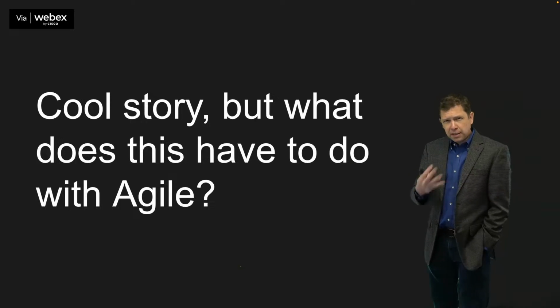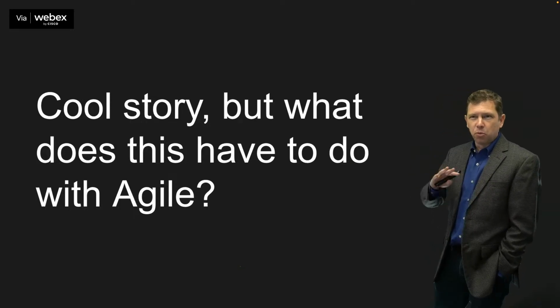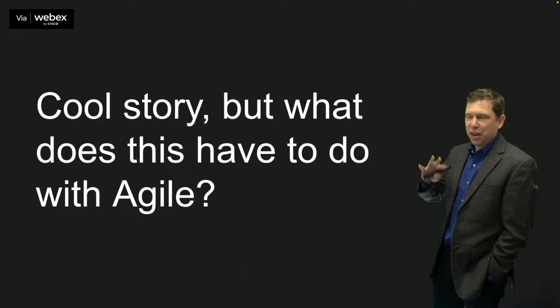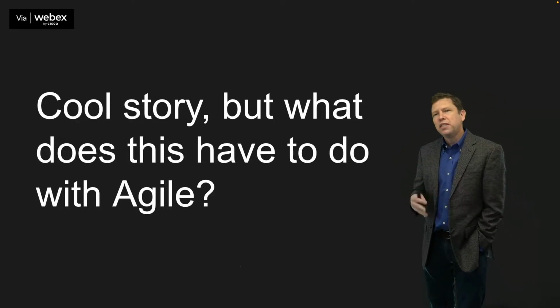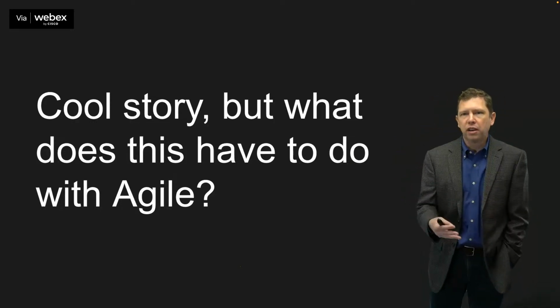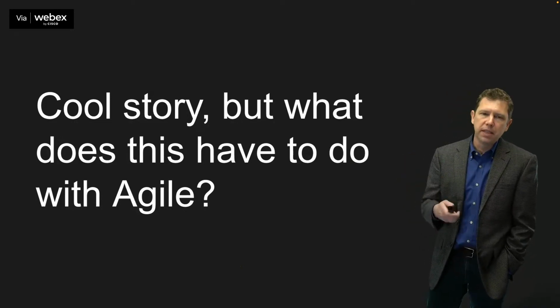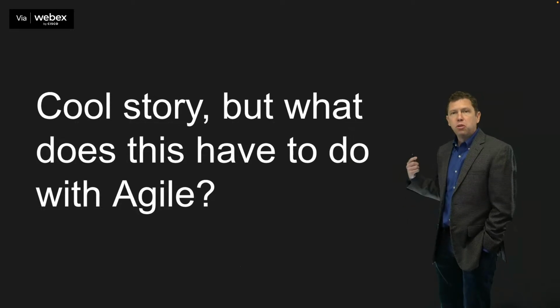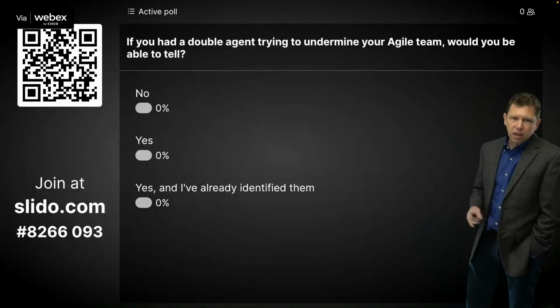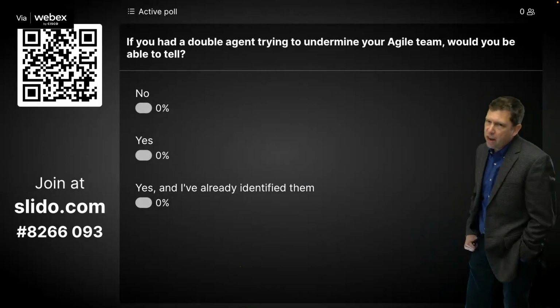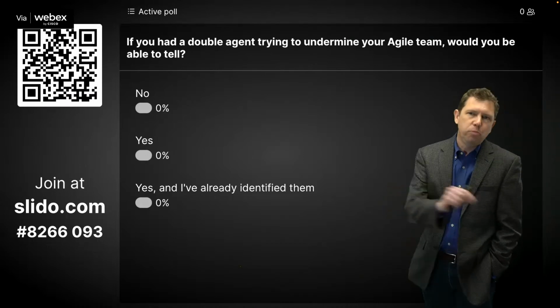As I say this out loud, I realize it probably sounds like I come up with really crazy scenarios in my mind. But if there was somebody who wasn't really aligned with what the team was trying to deliver, what would they do that would look really good, but would mislead the team? Which is exactly what Garbo was doing with the Nazis. So if you had a double agent trying to undermine your Agile team, would you be able to tell?